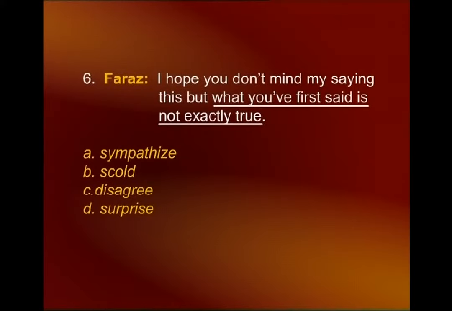Look at number 6. "I hope you don't mind my saying this, but what you've just said is not exactly true." And the underlined words are, "What you've just said is not exactly true." Are they showing sympathy? Is the person sympathizing? Is he scolding? Do those words show disagreement? Or do they show surprise? And I'm sure you picked the right one. They show disagreement. Is not exactly true.